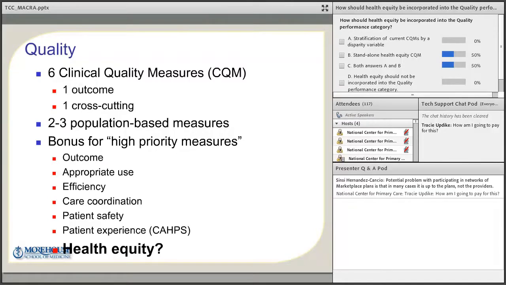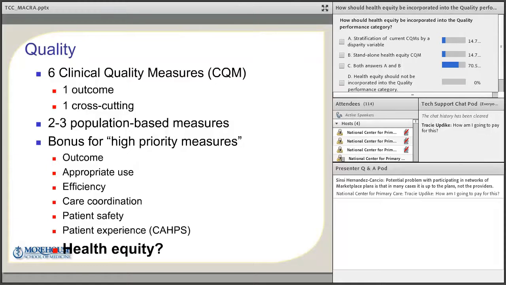Daniel, we have another poll question up for this. So the question is, how should health equity be incorporated into the quality performance category? A, stratification of current clinical quality measures by a disparity variable; B, a standalone health equity clinical quality measure; C, both A and B; or D, health equity should not be incorporated into the quality performance category. So we will leave that poll up for a few minutes to assess your answers, and Daniel, go ahead.